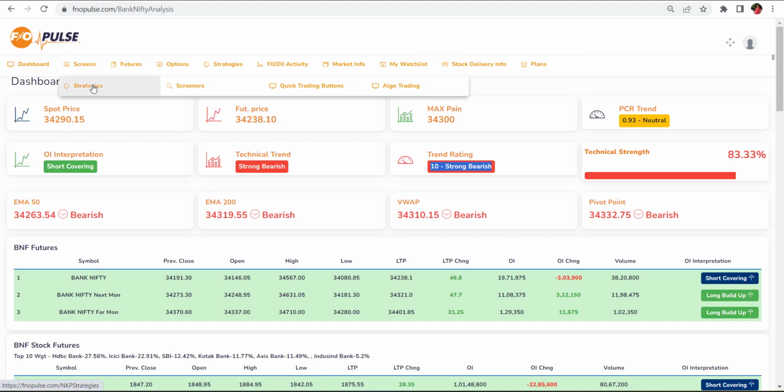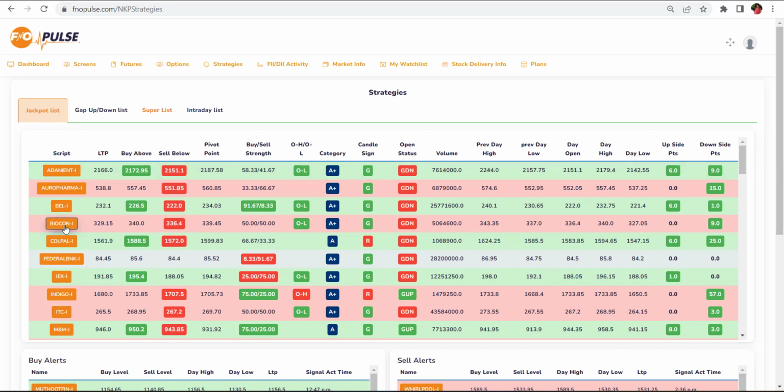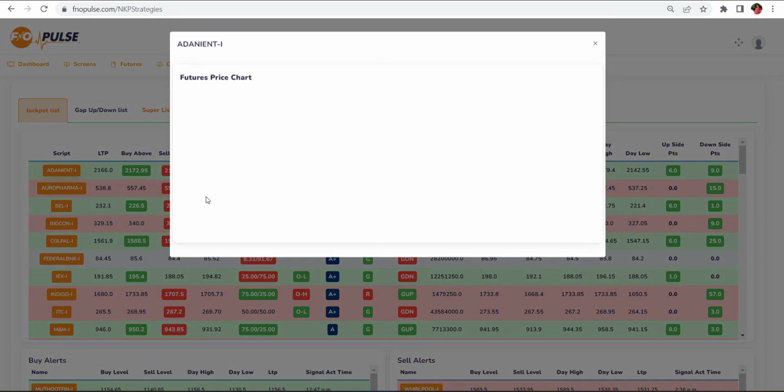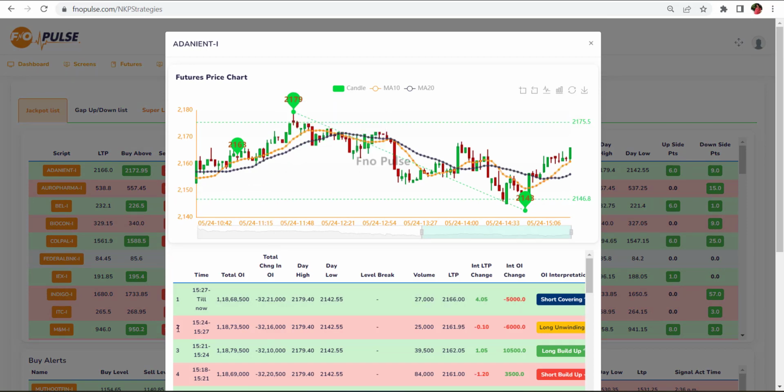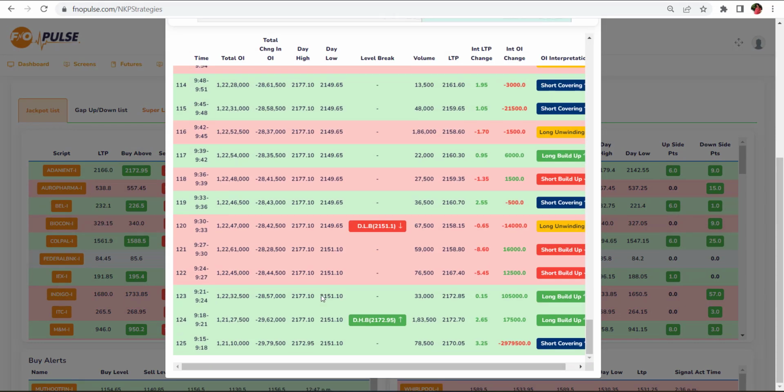Next is identifying the stocks for intraday with the buy entry levels in the jackpot list. For example, Adani Enterprises. In my list, Adani Enterprises gave us 2172 as the entry price. The upside it went up to 6 points. Let's find out when the entry price is coming, 2172. The 3 minutes candle is performing here.